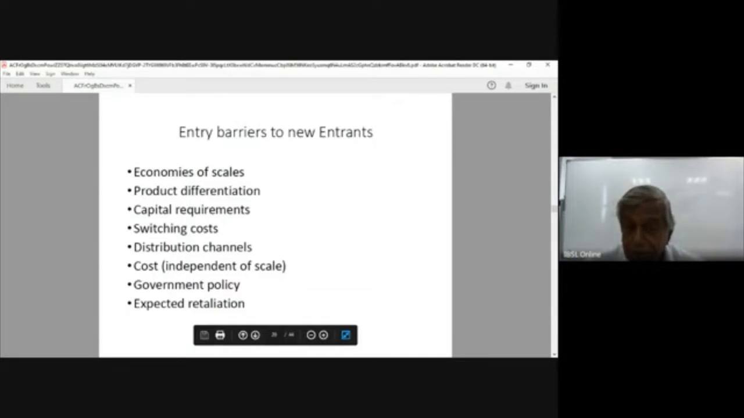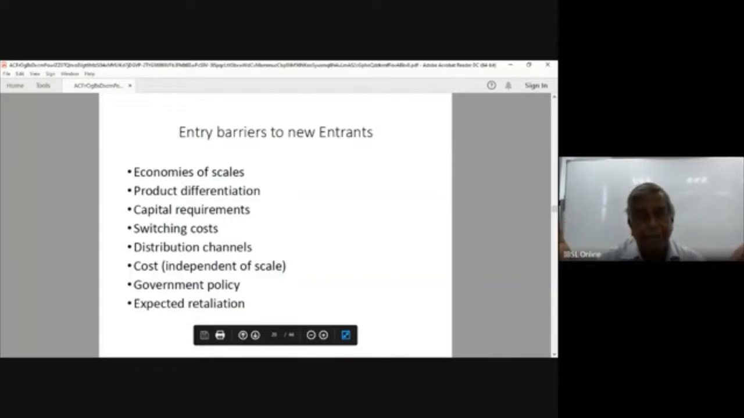Then the switching cost. What do you mean by switching cost? This is the cost, monetary and non-monetary, when you switch from one product to another product. If you want to switch from one product to another, then there will be a cost. That cost can be financial cost, or maybe non-financial cost. So when a person thinks of switching from one product to another, rationally, but some people take emotional decisions.